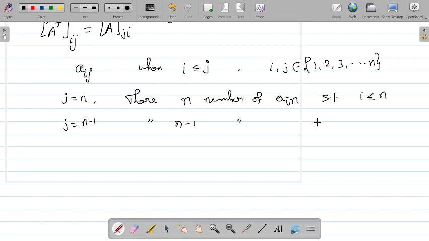number of a_ij's which satisfies this condition, where now the condition is, okay, here anyway I'm assuming j is equal to n, so I'll write i less than j simply. So here also I'll write i less than j, because here in this case j equal to n minus 1, and similarly when j equal to n minus 2, the same thing. Here you're going to have n minus 2 such elements.